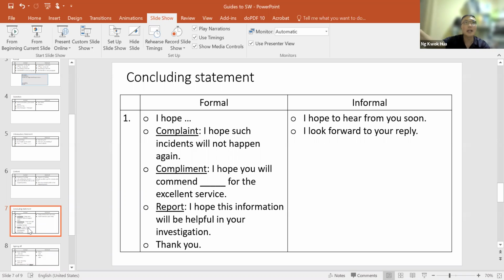Okay, the reason why I say out the phrase thank you very loudly is because in formal writing, thank you is a must. Thank you is a must. Okay, it's a must.